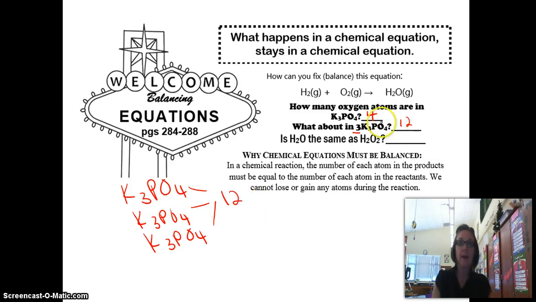The easier way to look at that would be to say this coefficient of 3 is going to distribute to everything in the formula. So I would have 3 times 3 potassiums, 3 times 1 phosphorus, and 3 times 4 or 12 oxygens. The last question says, is H2O the same thing as H2O2? Well, H2O is water, and H2O2 is hydrogen peroxide, the brown bottle in your bathroom. No, those are not the same thing.